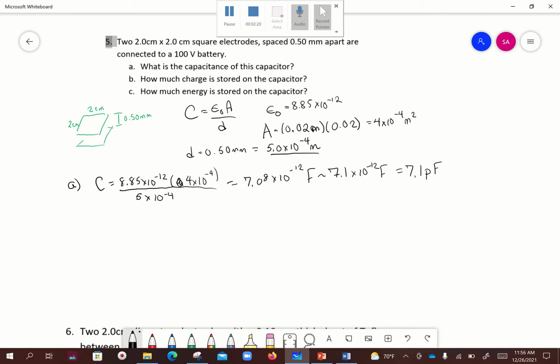Remember, 1 farad is a very huge capacitance. Usually you'll see micro, 10 to the minus 6, nano, 10 to the minus 9, or pico, 10 to the minus 12 in a real circuit.